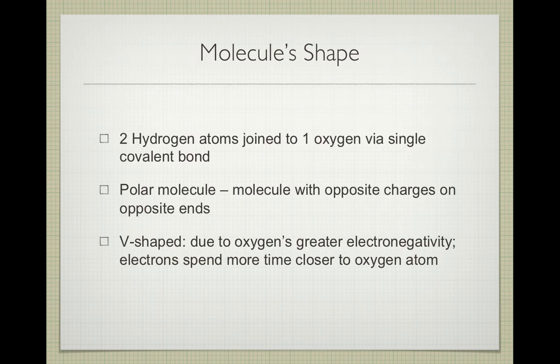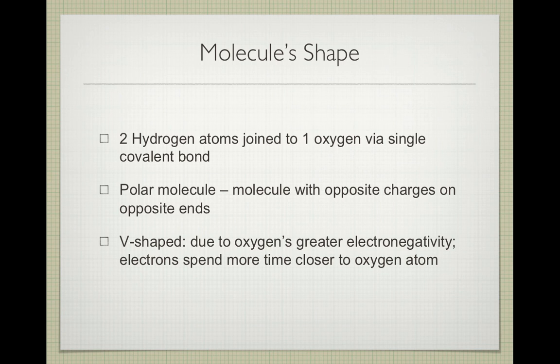So if we remember its molecule shape, water is H2O chemically, so two hydrogens are joined to an oxygen. Each of those hydrogens is joined to that oxygen by a covalent bond, and we're sharing a single pair of electrons between that hydrogen and that oxygen, so that's why we call this a single covalent bond. Same goes on the other side with the other hydrogen to the oxygen.